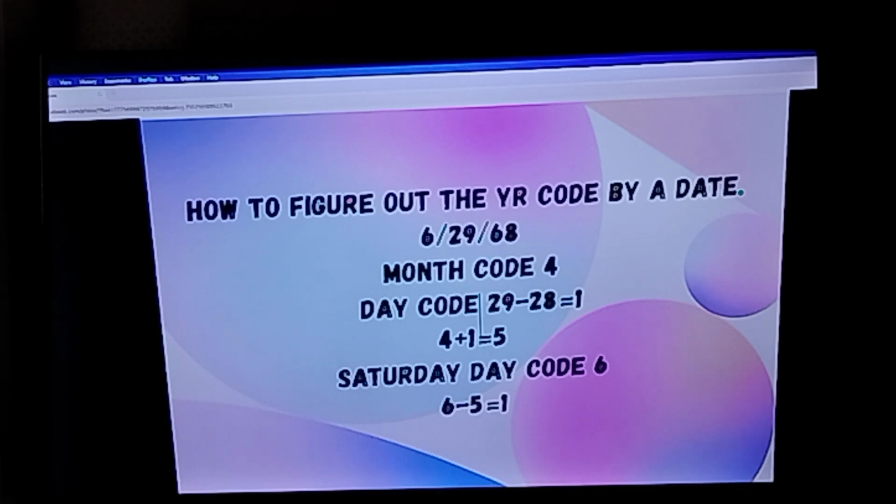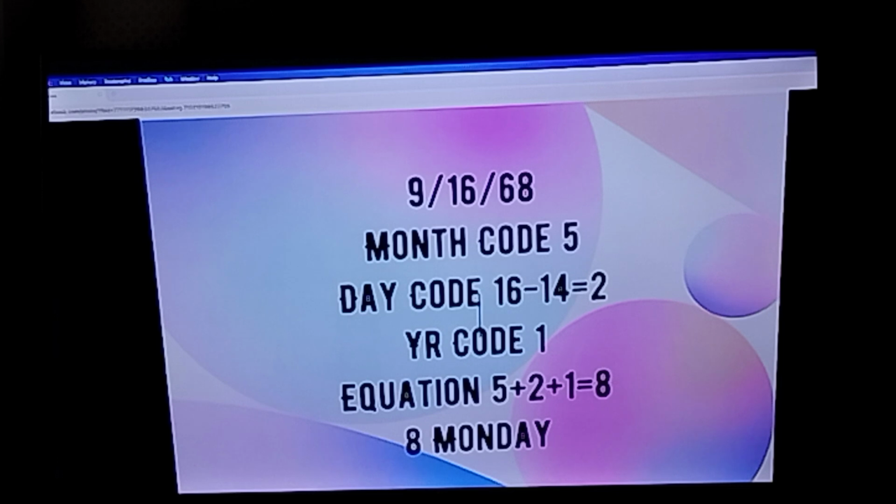So we take the birthday, which falls on a Saturday, and the day code for Saturday is 6. So we take 6 minus 5, and we get a 1, and the year code is a 1. Now that we know that the year code is a 1, we can calculate any birthday in 1968.